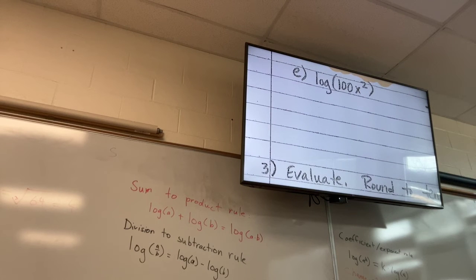Alright, so you can take the exponent, can you put that in front? Not yet, and that's because the exponent is only on x. If I had an exponent on 100 as well, then I could. Okay? So I'm going to do what first? Get the 100 out of the way. How do I do that?